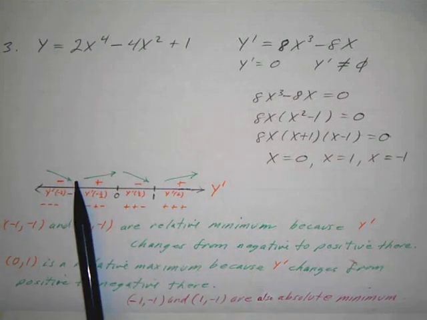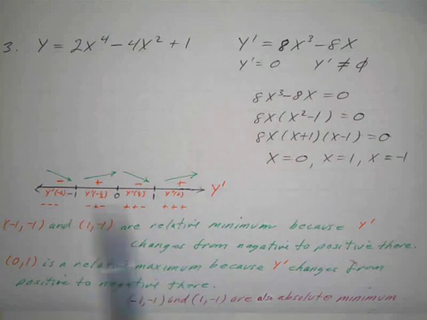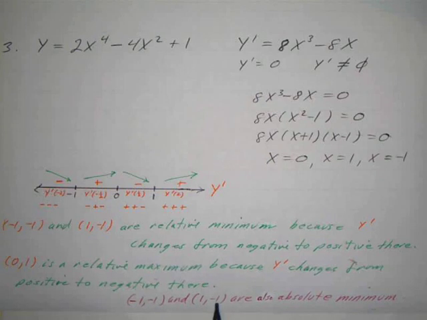So in reality, because it's going to dip down just to here, and these are the only relative minimums, they are also absolute minimums. So the points negative 1, negative 1 and 1, negative 1, since they're both a low of negative 1, that's as low as the graph goes, those are both also absolute minimum values.